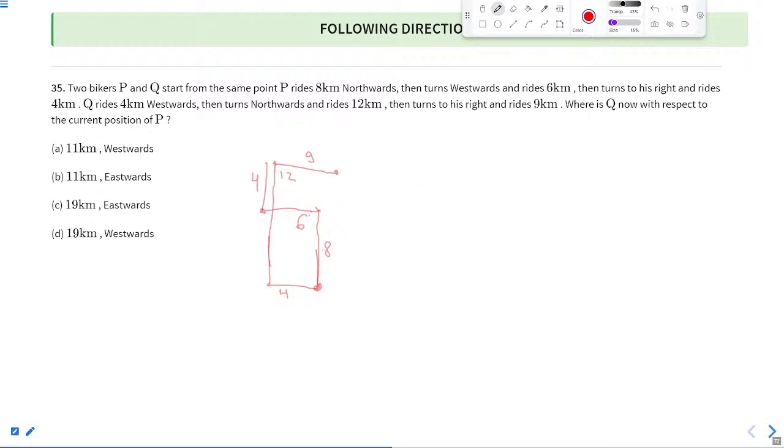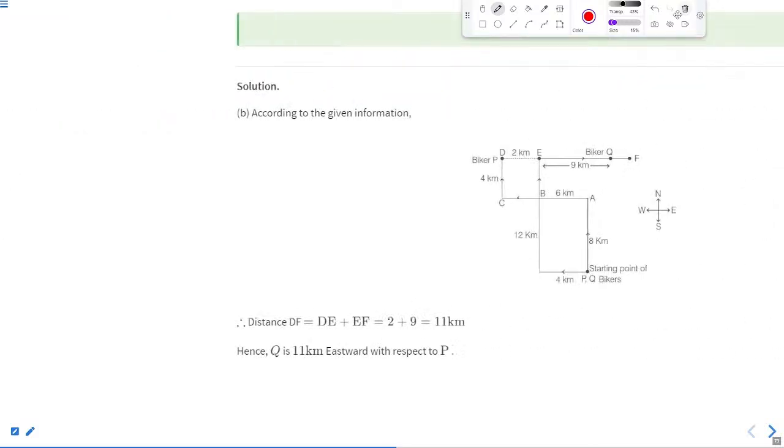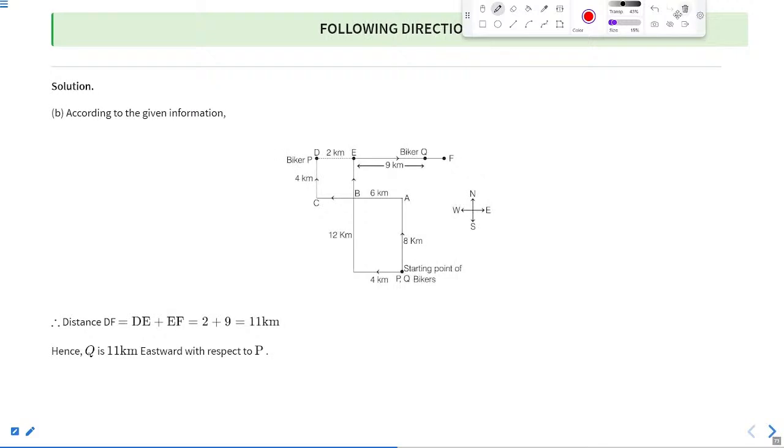So one has moved 6 units west, that is P, and Q has moved 9 units minus 4 units, which is equal to 5 units east from the starting position. Therefore, the answer is 6 plus 5, which is 11 units. So Q is 11 units east of P. Given the information, you can see 9 and 2. Answer is D, 2 plus 9, 11 kilometers.